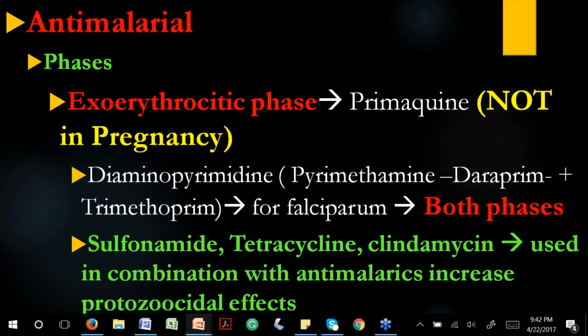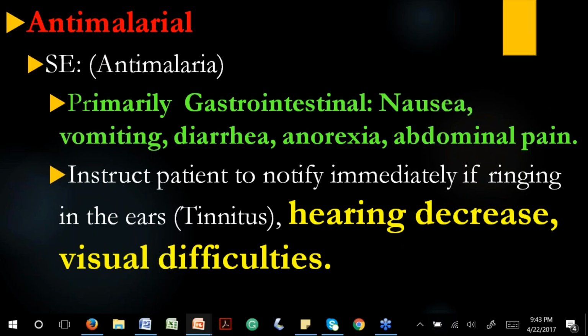All right, so we have anti-malaria medications we can give with sulfonamides, that is a type of sulfas, and tetracycline, that is an antibiotic. Sulfonamides cover gram negative, gram positive; tetracycline gram positive, gram negative; clindamycin we mostly use for anaerobes, gram negative. They can be used in combination with anti-malarials, and that is going to increase the effect in the person.